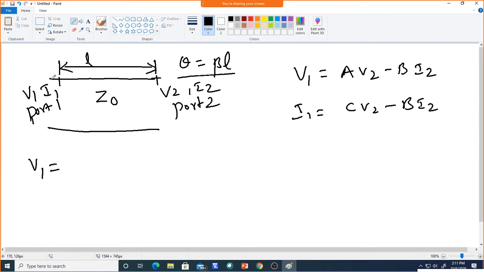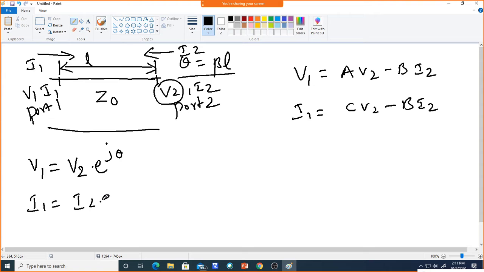So what will happen here? Say, for example, I1 is flowing like this and I2 is flowing like this, into the network. Okay, so your V1 will be equal to V2 times e power j theta. That means whatever voltage is available here is multiplied by the phase constant, e power j theta. Similarly, I1 will be equal to I2 times e power j theta. Since I2 is flowing into the network, in the opposite direction, we take it as minus I2.